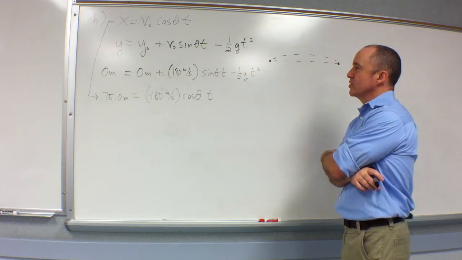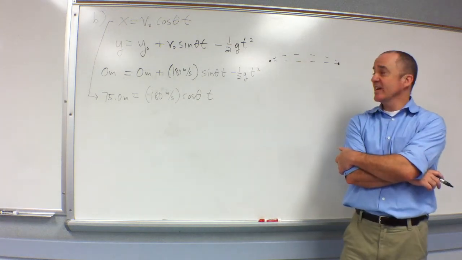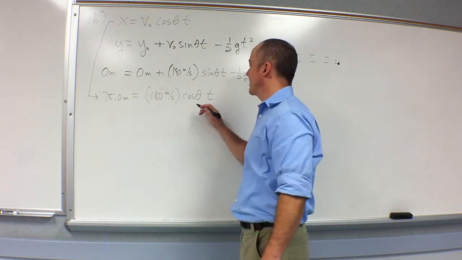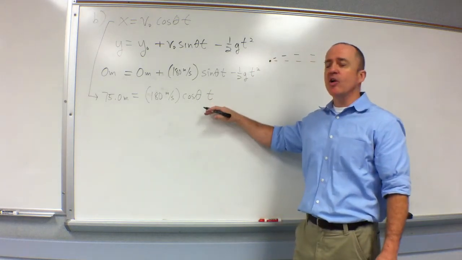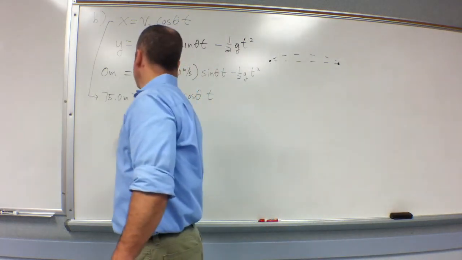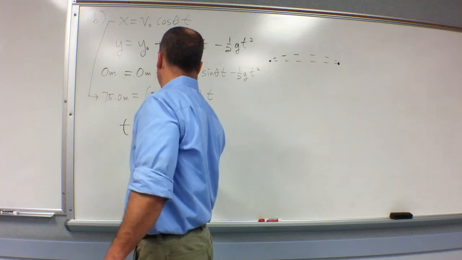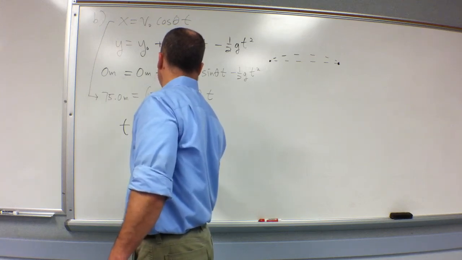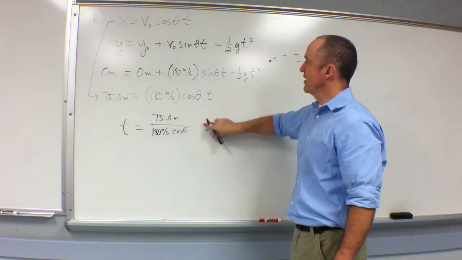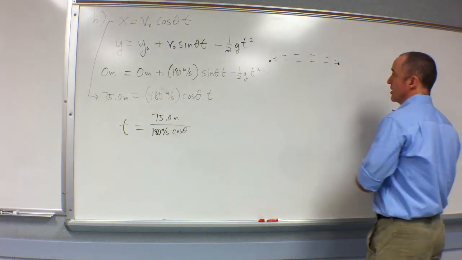Now which one do I care about here, time or the angle? Care about the angle. The question asked for the angle, so I don't care about the time right now. So I'm going to solve for time. That's kind of the counterintuitive thing about this: you solve for the one you don't care about. So time is 75.0 meters over 180 meters per second times cosine theta. Yep, very good.